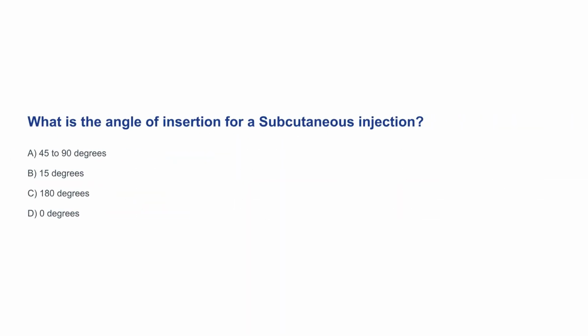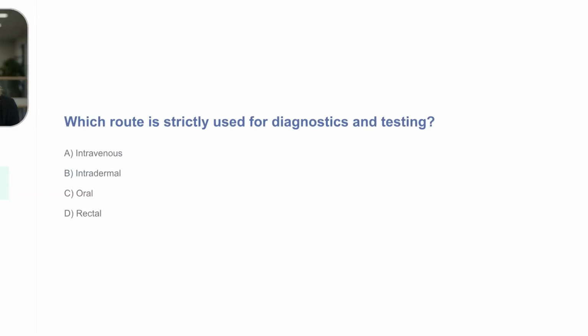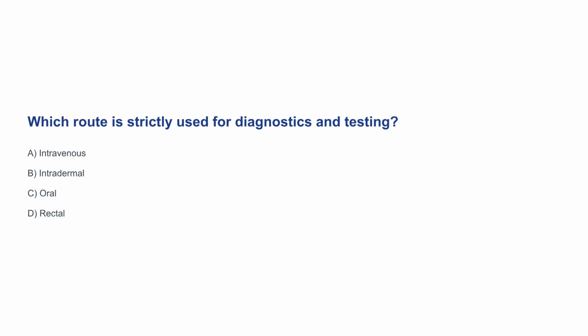What is the angle of insertion for a subcutaneous injection? The correct answer is A. SC injections are typically administered at a 45 to 90 degree angle, depending on needle length and patient fat content.